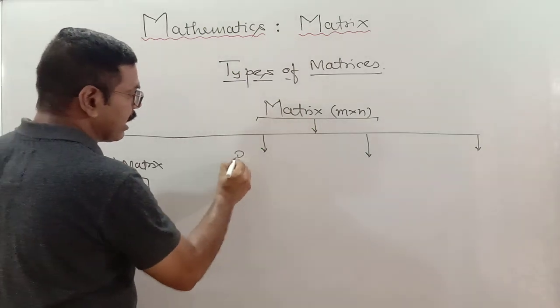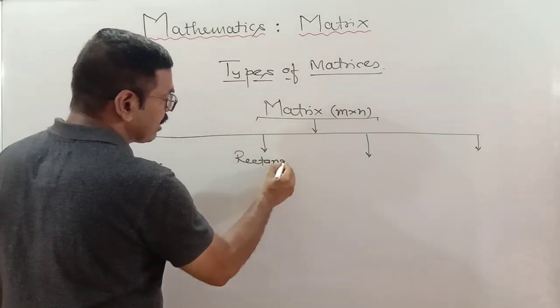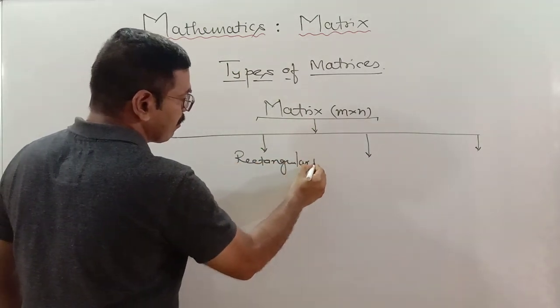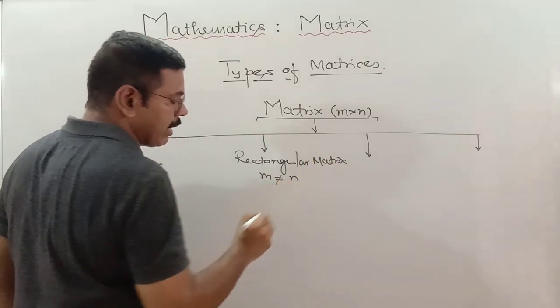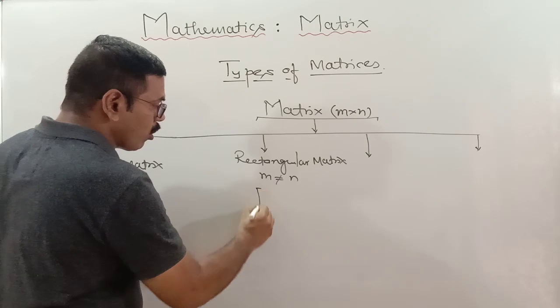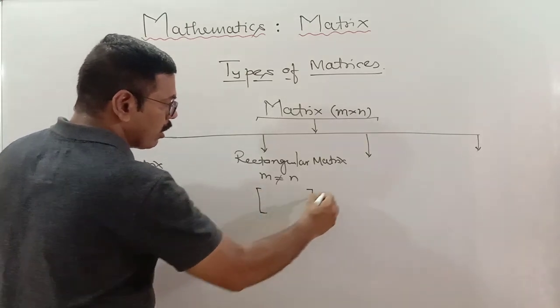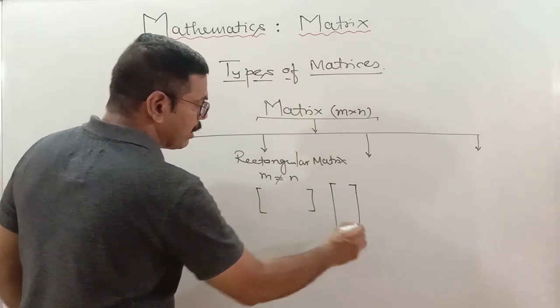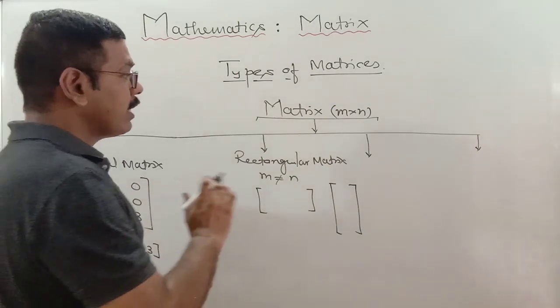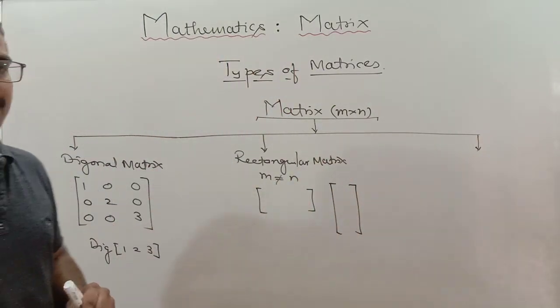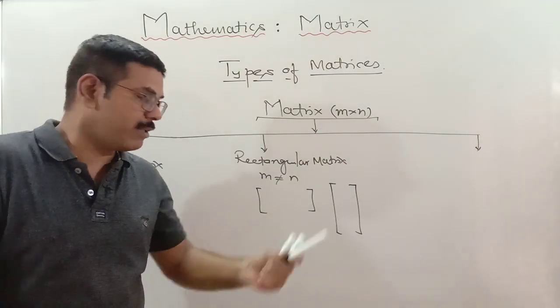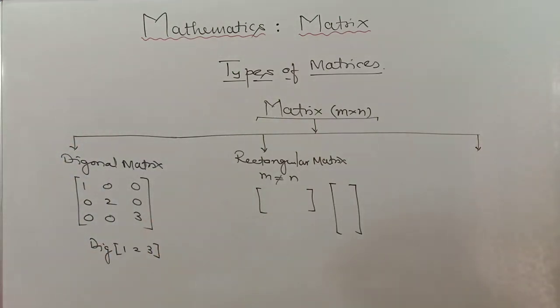Now a rectangular matrix. See, if m is not equal to n, if rows are not equal to columns, it will be like this or it will be like this. In both the cases the matrix will be a rectangular matrix. Okay, that is all. I was just making different definitions. Please note down diagonal matrix and rectangular matrix.